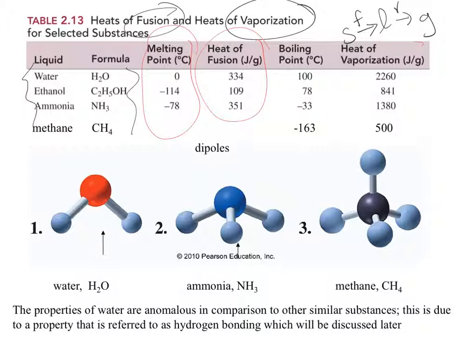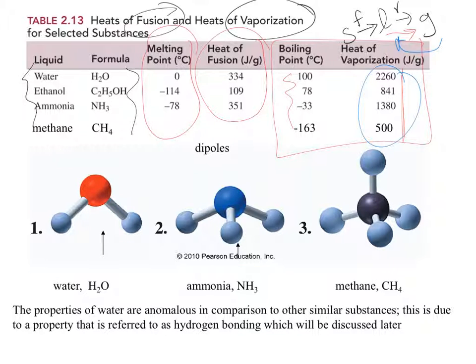And then the boiling point and heat of vaporization. The boiling point is the temperature at which these substances, under normal standard conditions, will boil. Heat of vaporization is how much energy it takes to go from a liquid to a gas. Or again, vice versa, maybe you have a gas and you're going to condense it back into a liquid. This is how much energy is released when that process happens.